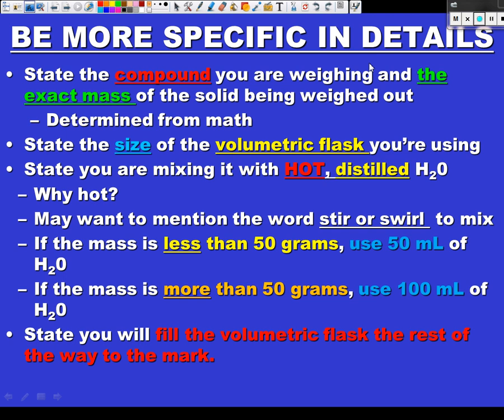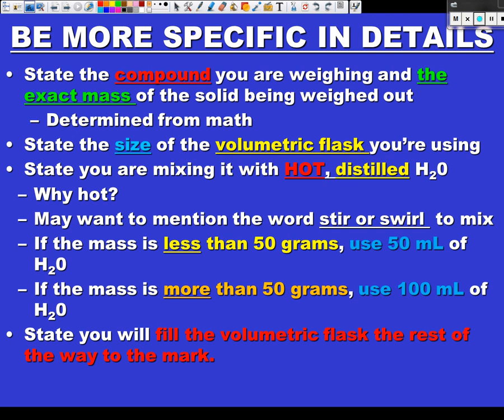You could state the compound being weighed. Could you say barium nitrate? Could you say sucrose? Could you say whatever the compound is? Okay. The exact mass of the compound. You could say it's 3.2 grams of barium nitrate. You could say it's 15 grams of sucrose. Do you agree that's very specific? Okay. You could state the size of the volumetric flask, and you're putting that in a 100, 200, 350 milliliter flask. You with me?